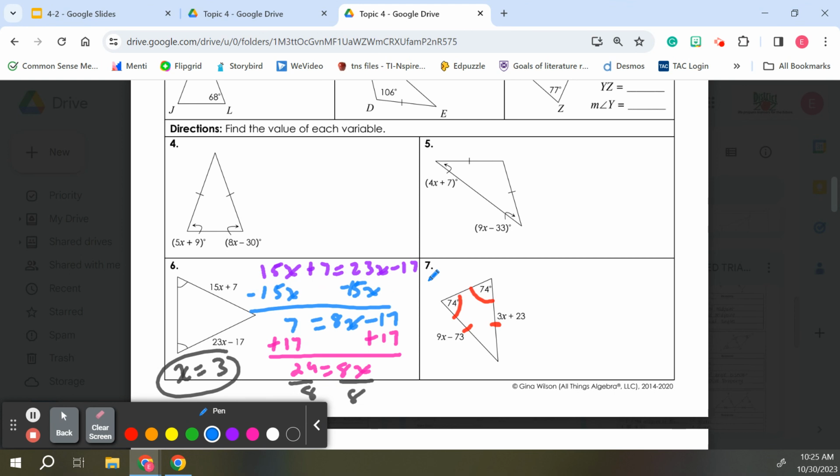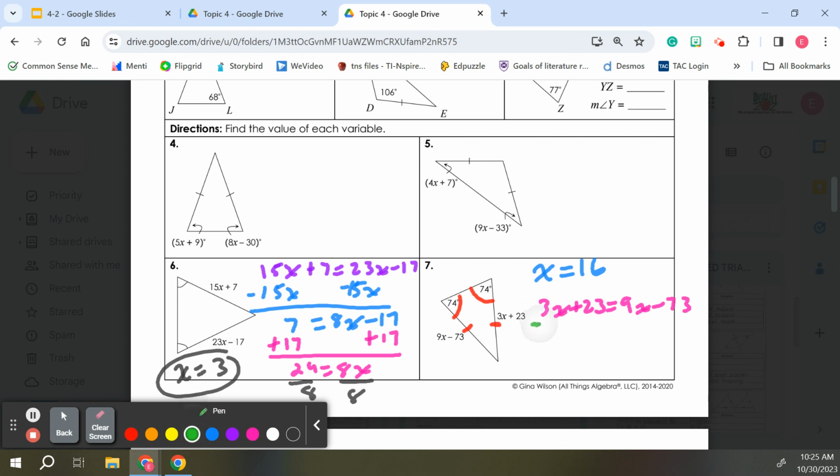All right, who's still working on 7? Who has x for me? What does x equal here? Go ahead. 16, nice job. Does anybody need to see this one? Okay. So all we're going to do is set this up as 3x plus 23 equals 9x minus 73.